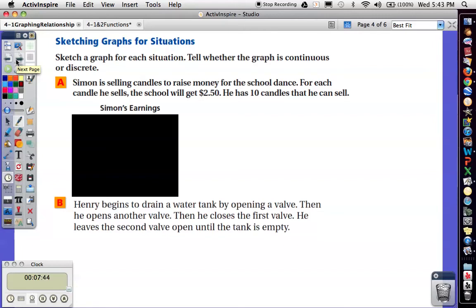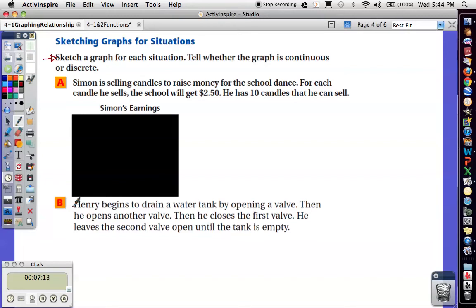All right, next I want to be able to sketch graphs from situations. So Simon is selling candles to raise money for the school dance. For each candle he sells, the school will get $2.50. He has 10 candles that he can sell. I need to sketch a graph for each situation and tell whether it's going to be continuous or discrete. Remember, continuous means that it's going to be connected, it's going to be continued on, whereas discrete is going to be distinct points.